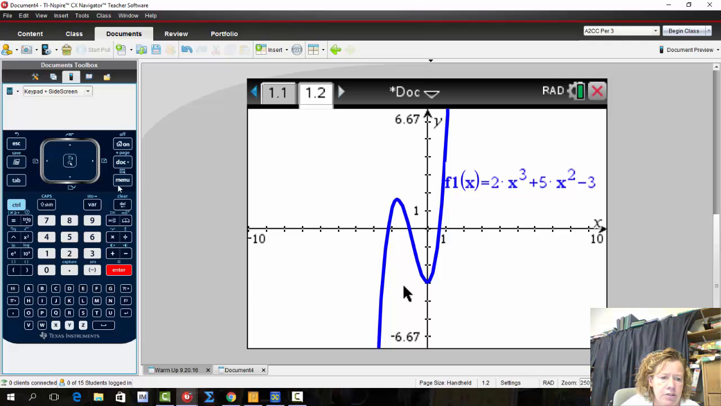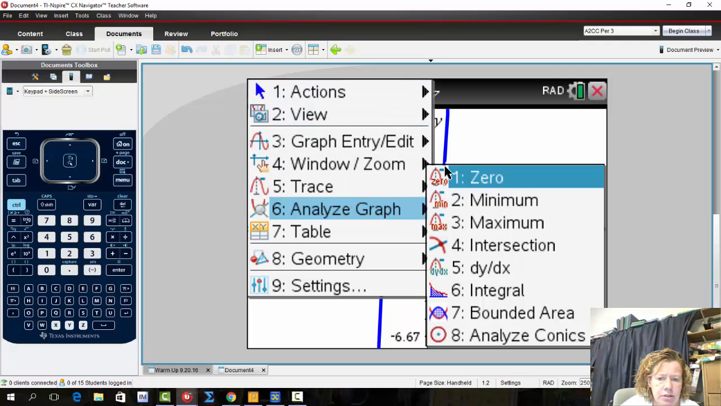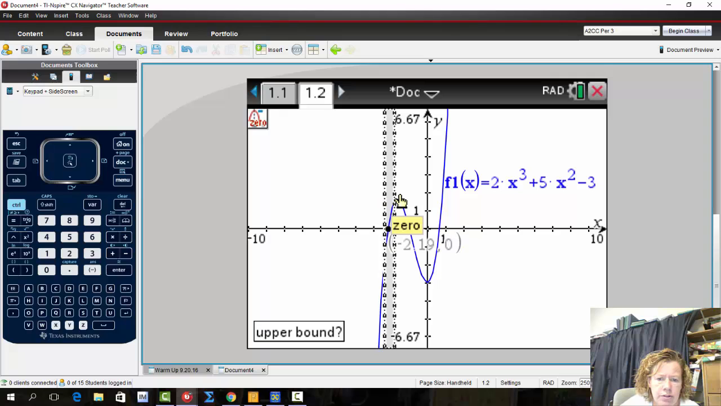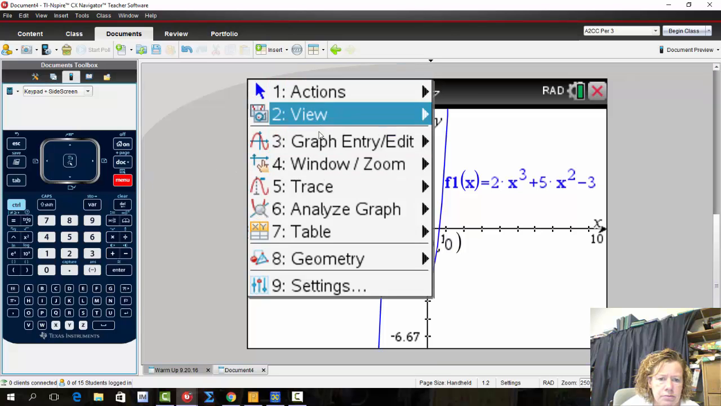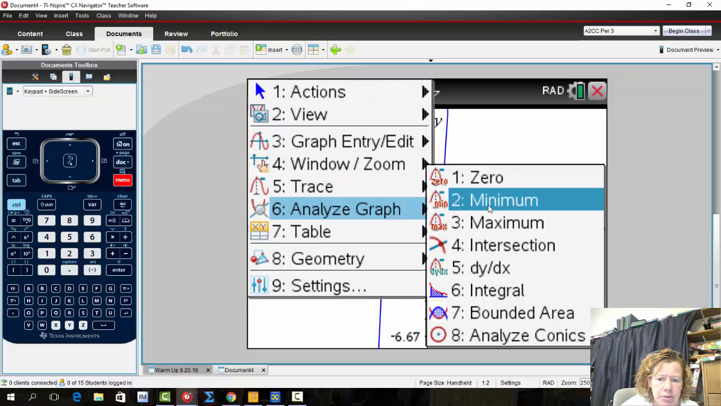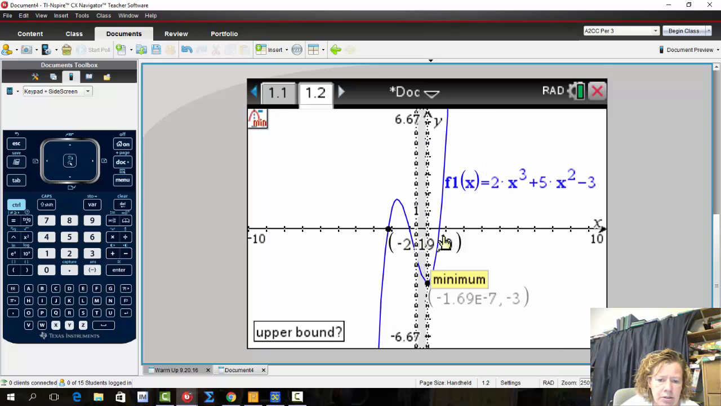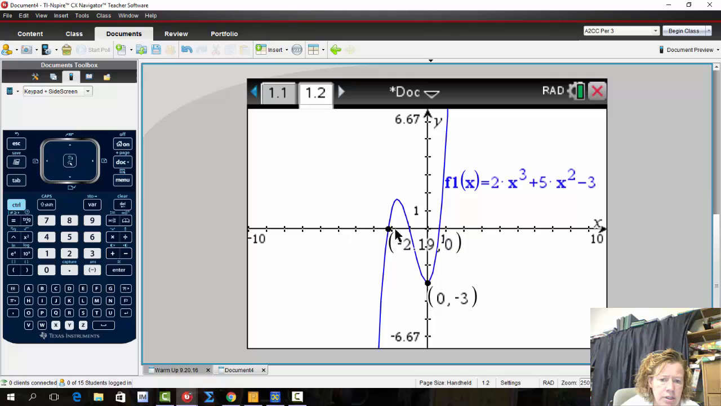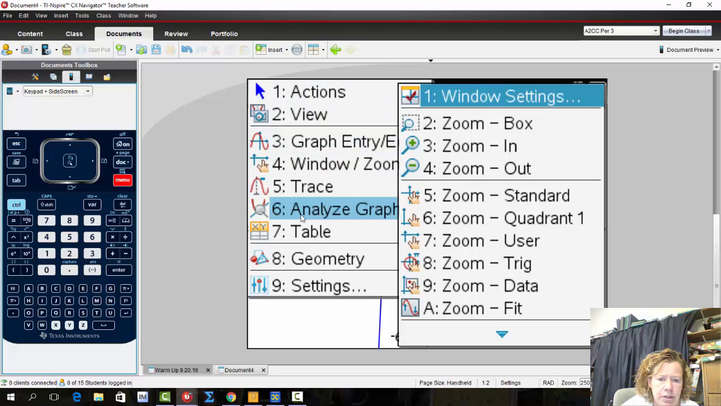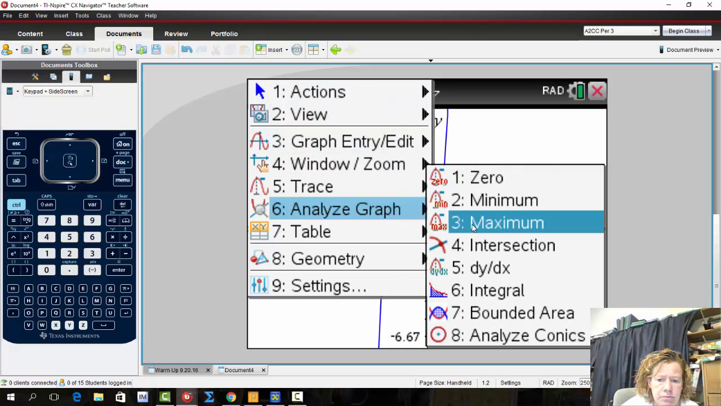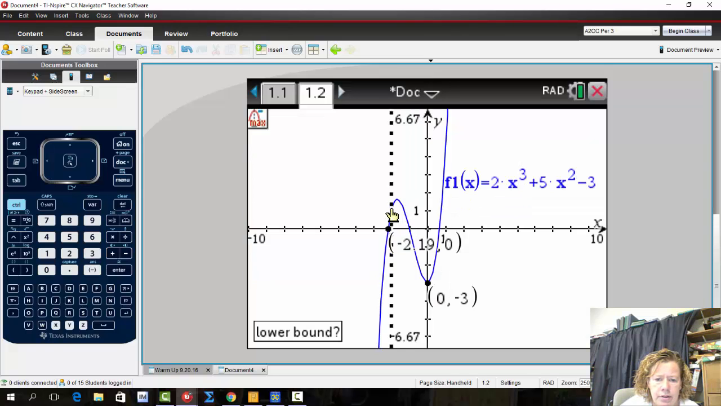Just like we did with quadratics, you can menu, analyze, zeros. You go to the left, you go to the right, and there's the first one, and you would repeat for the other zeros. Just like with our quadratics, you can analyze minimums. This is what we call a local minimum, that little dip. There it is, 0, -3. We could analyze our local maximum, that local peak. Menu, analyze maximum. And there's that maximum point.